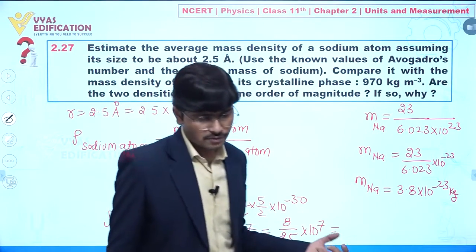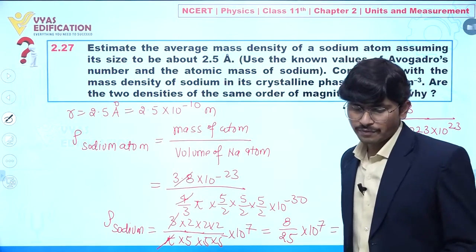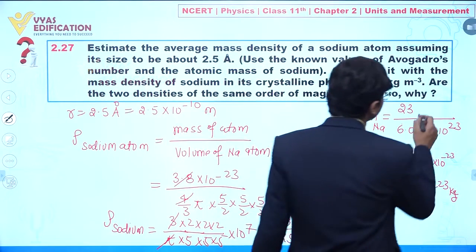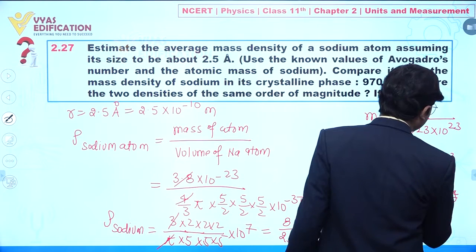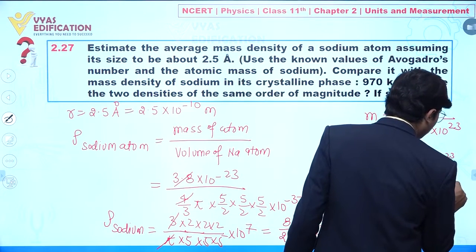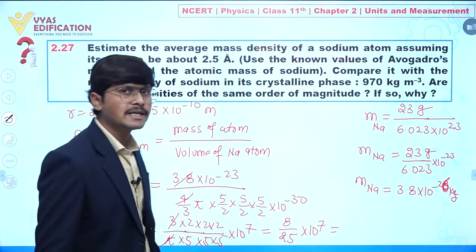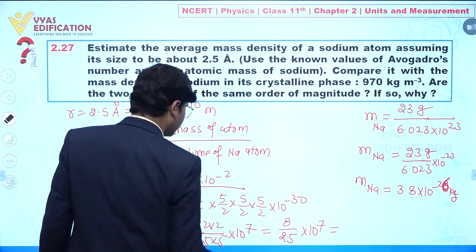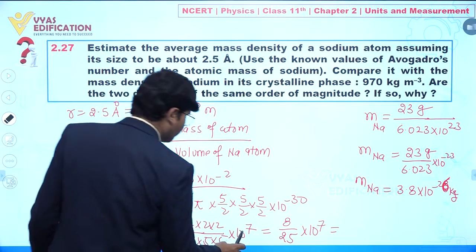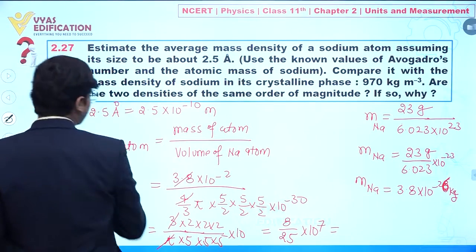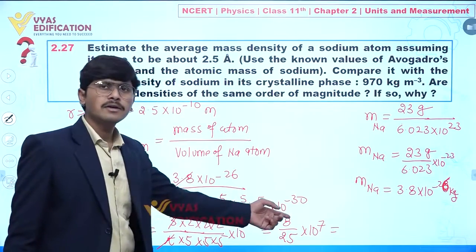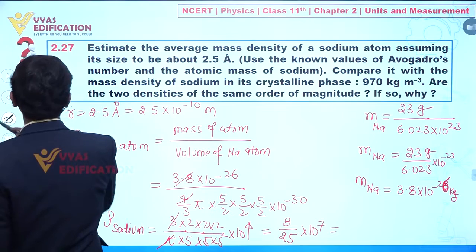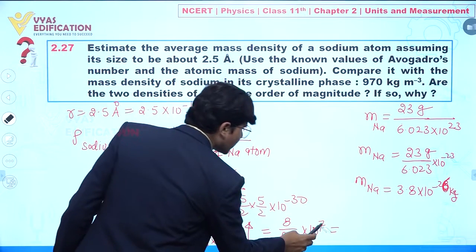From here you can write it like this, and see what exact value you will get. If you solve it, always keep in mind that this mass is in gram, so you have to first convert it into kilogram. So here we will write 10 to the power minus 26. Clear to everyone? This value is in gram, so first we write this value in kilogram. So from here you can write 26, and this is 10 to the power 4.